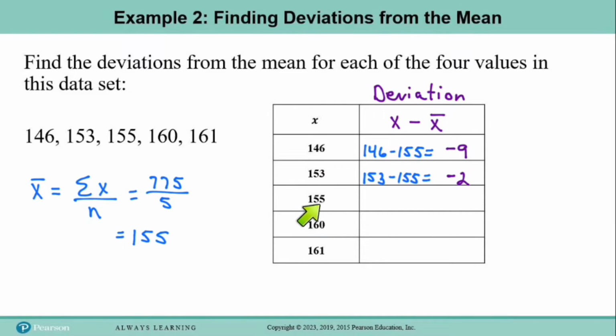Then our third data value is 155. So of course 155 minus 155 is 0, and this one has a deviation of 0. Then for 160, we'll do 160 minus 155 for a deviation of 5. And 161 minus 155 gives us a deviation of 6. This is something that we'll have to do for each data value when we calculate the standard deviation, as you'll see in just a minute. So I wanted us to have a little practice just calculating the deviation part of the formula.